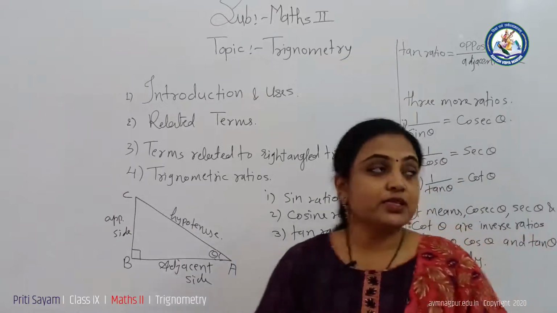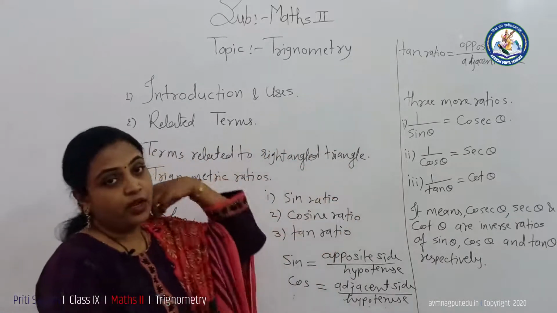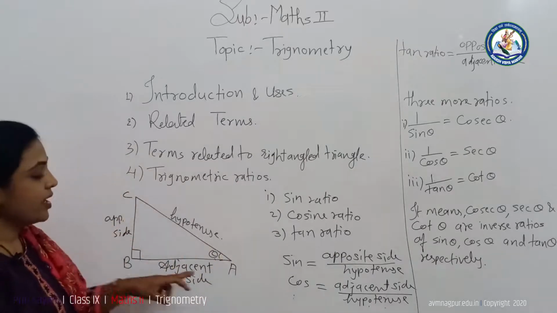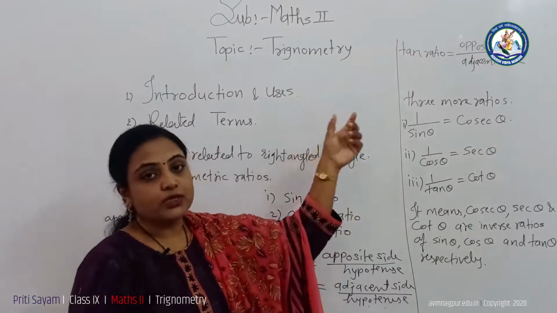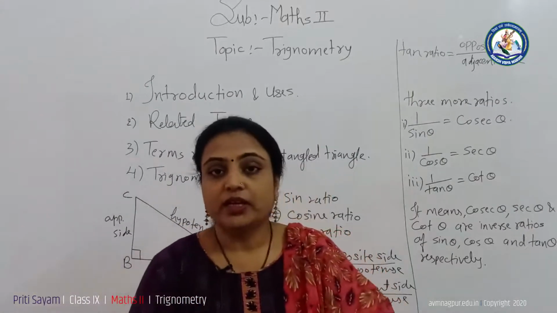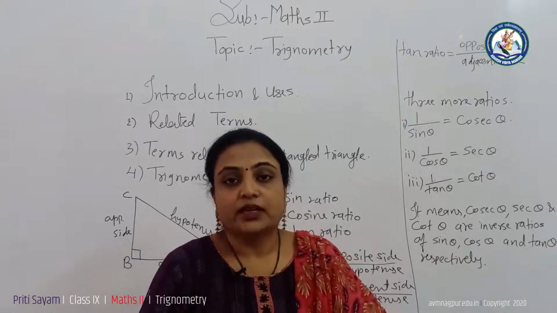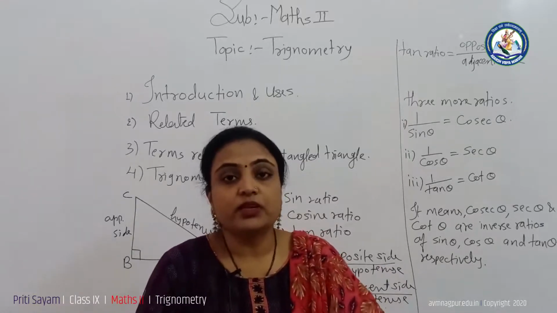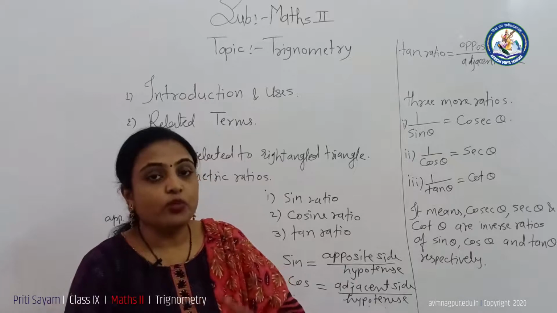Now our third ratio is tan theta. Tan ratio means opposite side upon adjacent side. For angle A, the opposite side is CB and the adjacent side is AB. So we have to remember tan ratio as opposite side upon adjacent side. Now in Greek letters, acute angles are mostly represented by alpha, beta, gamma and theta. Theta is the most used letter for showing an acute angle.